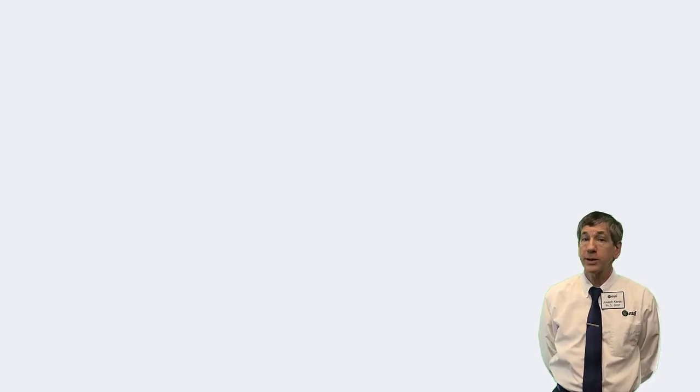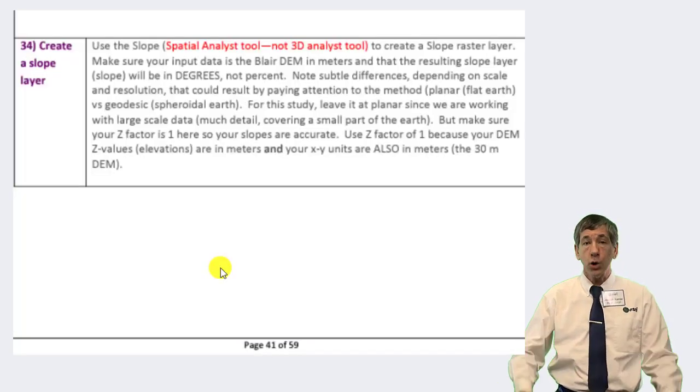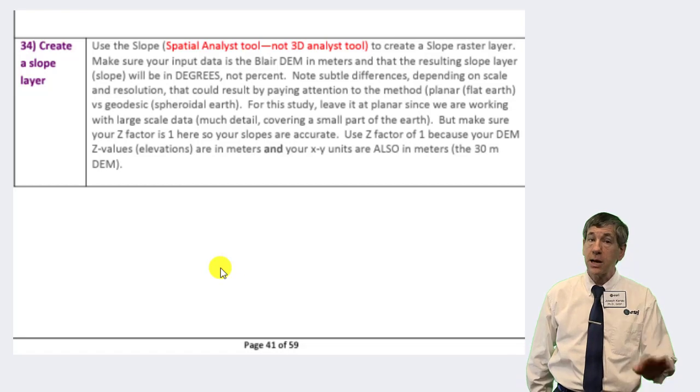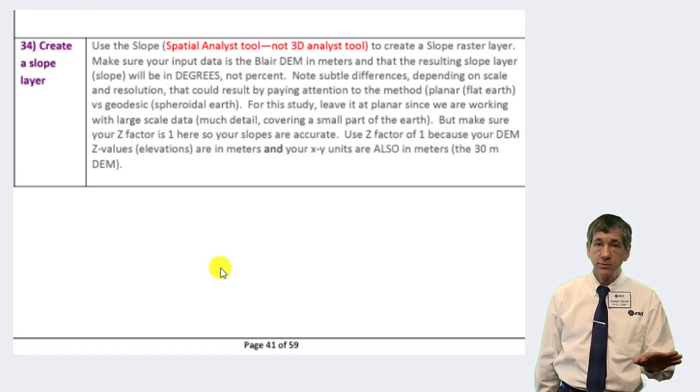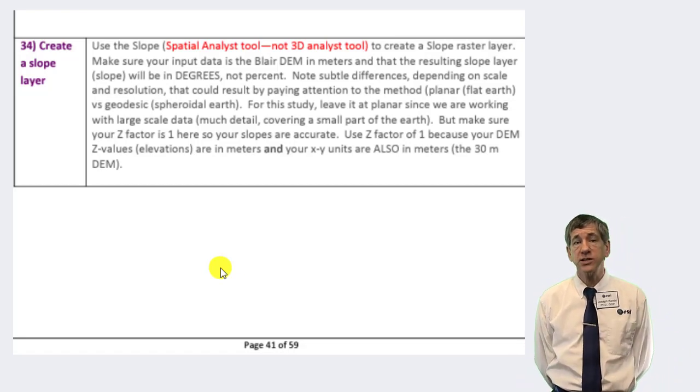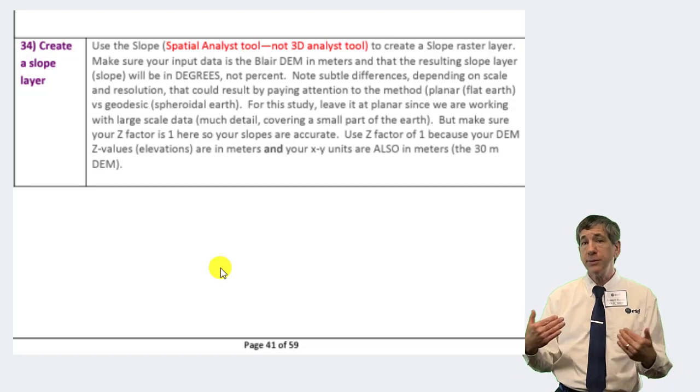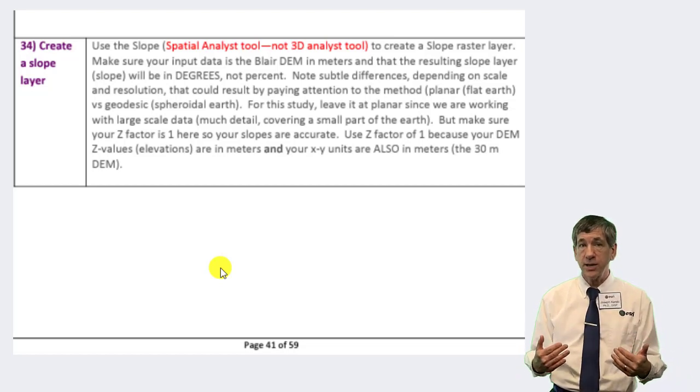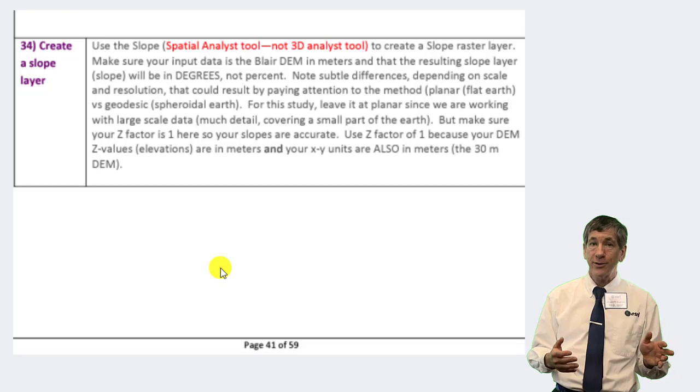Creating a slope in ArcGIS Pro is also pretty straightforward. On a DEM, use the Slope Spatial Analysis tool, not the 3D Analyst tool, to create a slope raster layer. Make sure your input data is a DEM in meters and that the resulting slope layer will be in degrees, not percent.